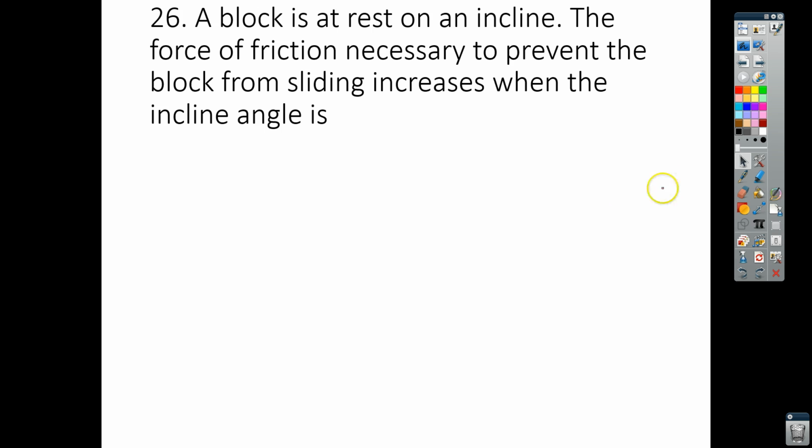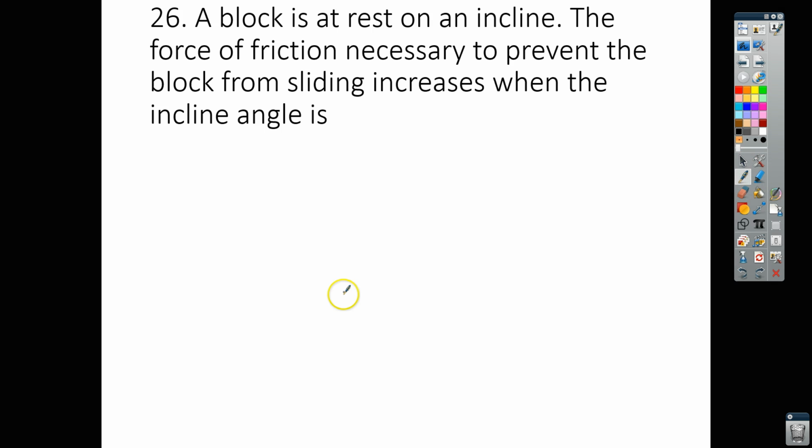Number 26, a block is set at rest on an incline. So there's our incline, here's our block, just sitting there on top of the ramp. It says the force of friction necessary to prevent the sliding increases when the angle is, so let's make the angle a little bit steeper, actually a lot steeper. And now we've got our box in there, and we'll make a little bit better box here. It's a little hard to do on an incline.